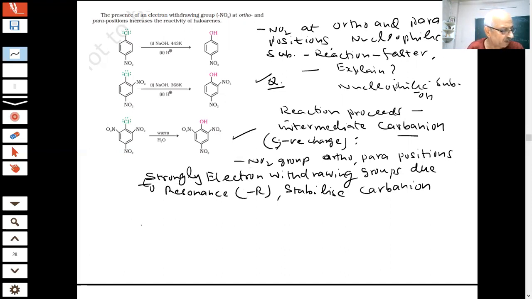Only when nitro groups are attached at ortho and para, they will be stabilizing the carbanion by the minus R effect, the resonance effect. Therefore, the reaction will become faster.